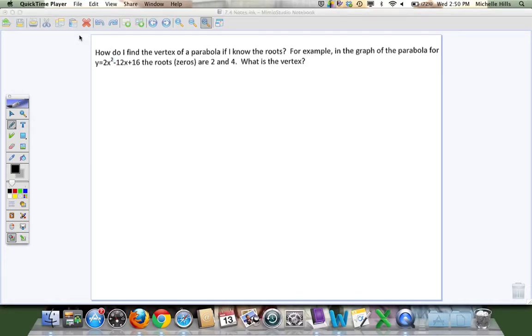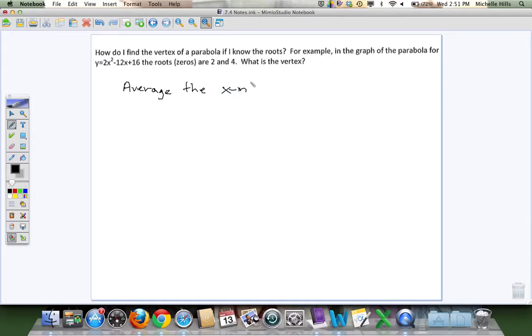Now, how do I find the vertex of a parabola if I know the roots? For example, in the graph of the parabola for this, the roots are 2 and 4. What is the vertex? Well, we talked about that in class. Average the x-intercepts together, which is the roots, the x-intercept values together, to find the x value of the vertex.